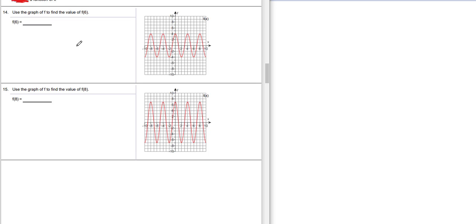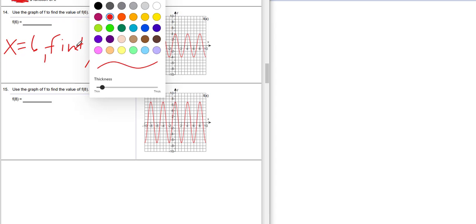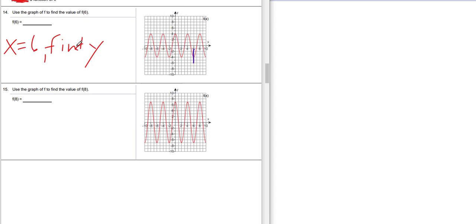In number 14, they ask us to find the value of f of 6. That means x is 6. Find y. That means the input is 6. What's the output? So I go over to 6. Right here, 6. And I find that y right there, which is -4. So this is a -4.